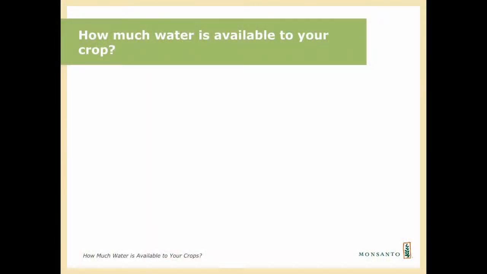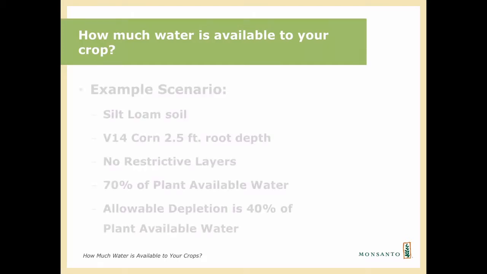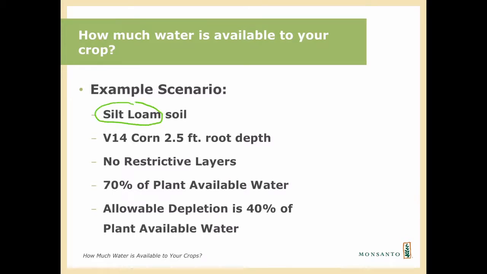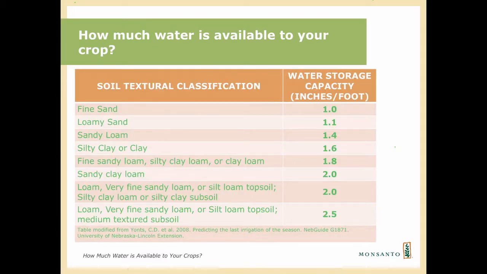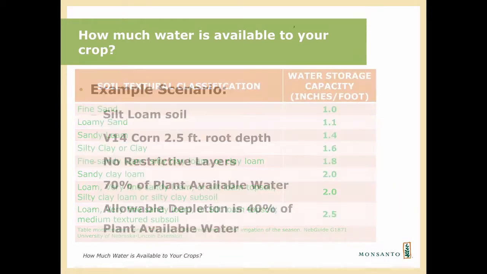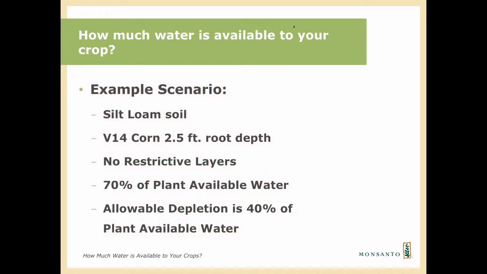So the final thing we're going to do is really put it all together and determine how much water is available to your crop and in your soil profile. So we set up a few scenarios. We've got a silt loam soil, fairly high water holding capacity, 2.5 foot of root depth under our corn, 70% of plant available water, and an allowable depletion of 40%. So with that in mind, we go back to that table of plant available water by soil type. We've got a silt loam, and it's got about 2 inches per foot of plant available water. We take that back to the scenario and plug it in.